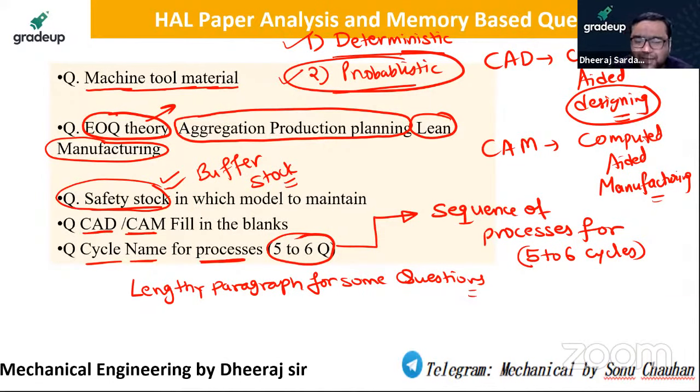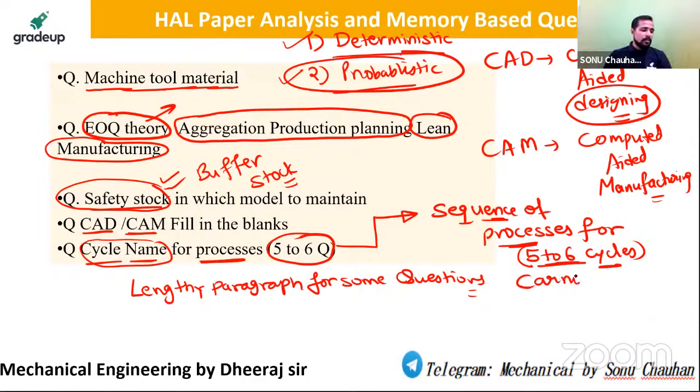Sir, actually, I would like you to also tell about these cycle name questions. As I said, 5 to 6 questions were there from the cycle names. They have given the sequence of processes. So for that also, please say something to the students.